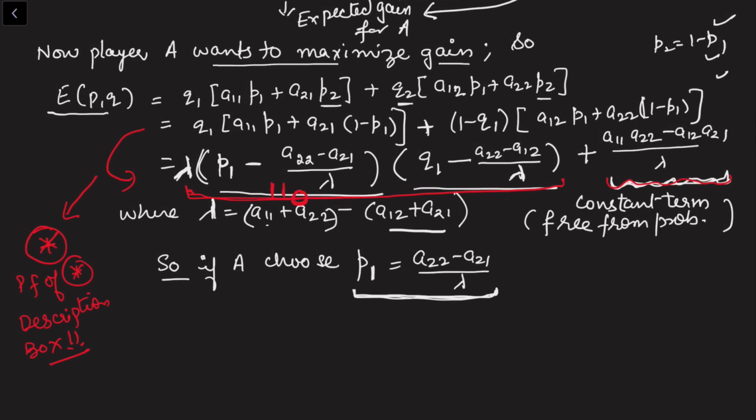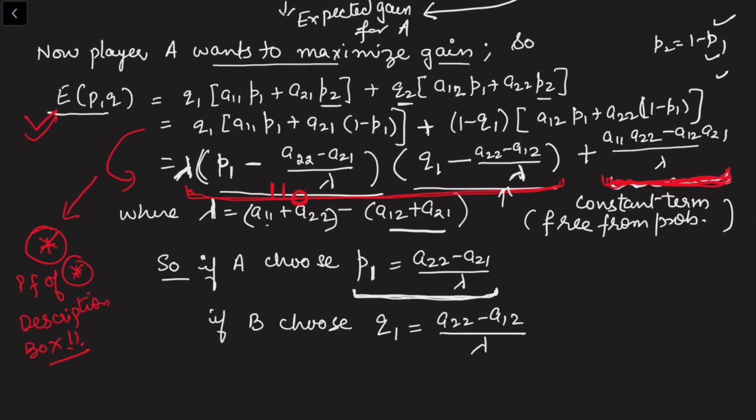So if the whole term goes to 0, the expected gain is only this constant term. That becomes the value of the gain because it is free from the probabilities. Similarly, if B chooses the probability Q1 such that the second factor, A22 minus A12 by lambda, becomes 0, then the whole quantity becomes 0. So again this is the constant term.